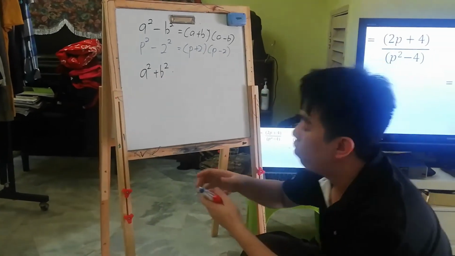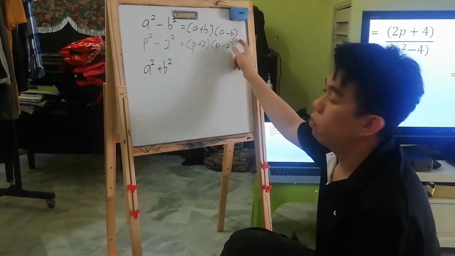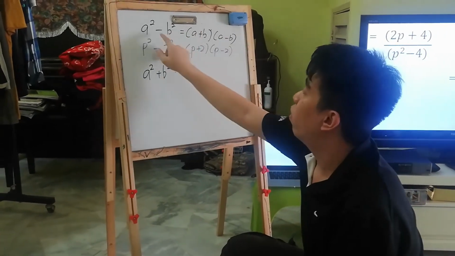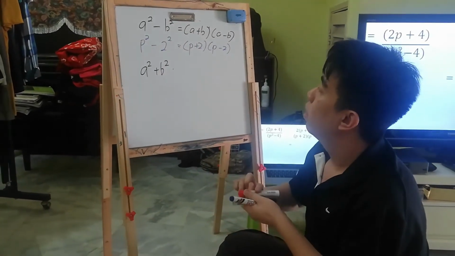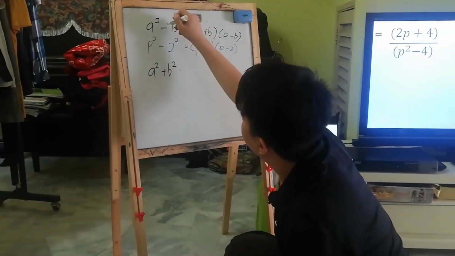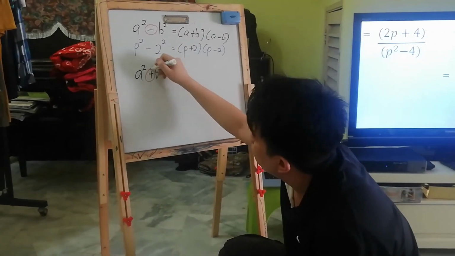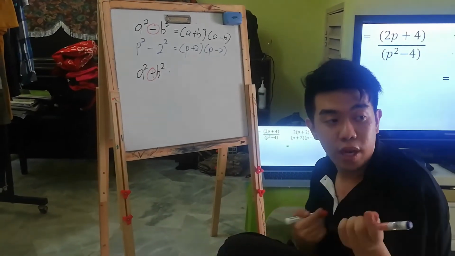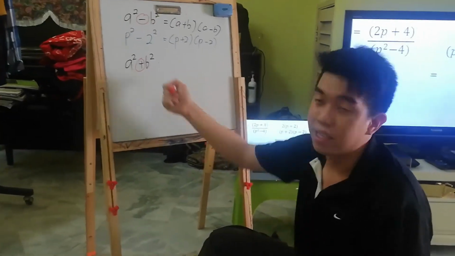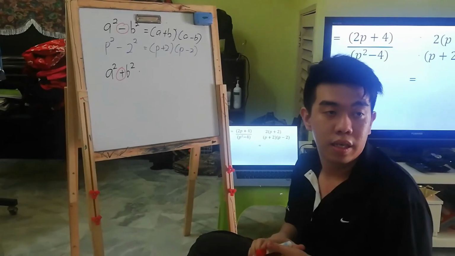You can't write it as (a plus b)(a minus b). No. This formula is only for the minus sign, negative. So this is positive, so it has a different way to do. Or you can write this as a final answer also.